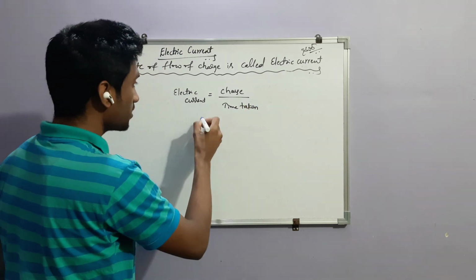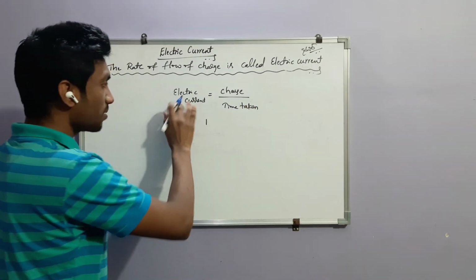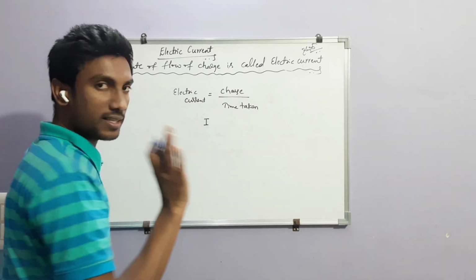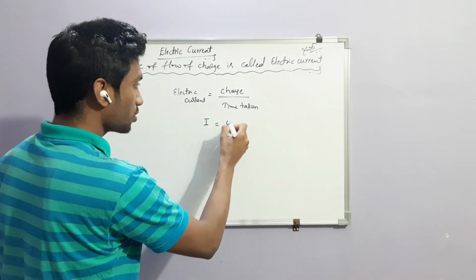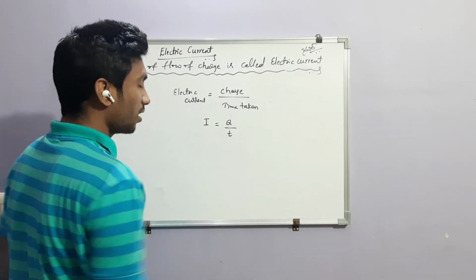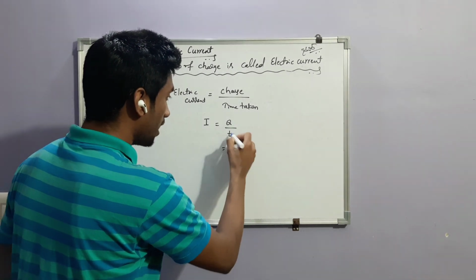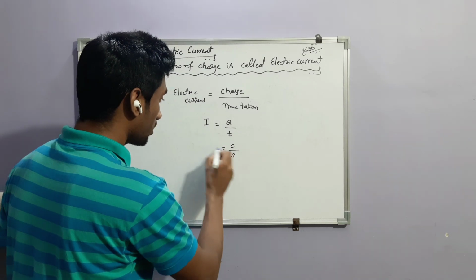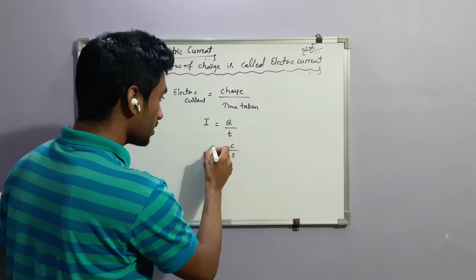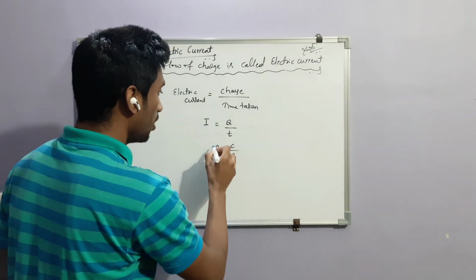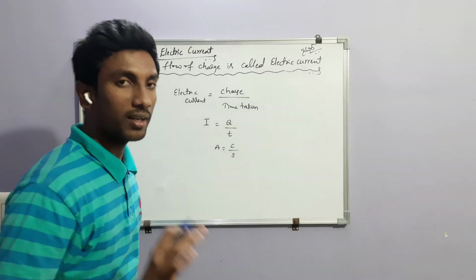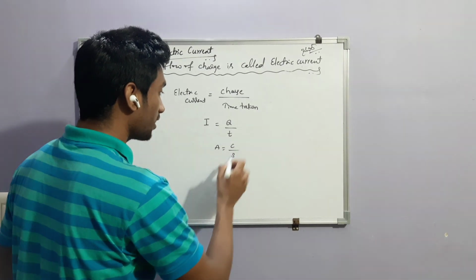How to write this in symbols? Electric current is represented as I, charge is Q, and time is T. How to derive the SI unit? Charge is coulomb and time is second, so coulomb per second is the ampere. So ampere is equal to coulomb per second. This is the SI unit for electric current.